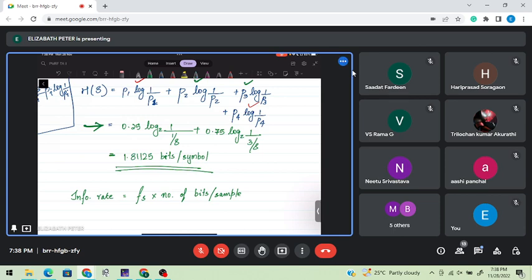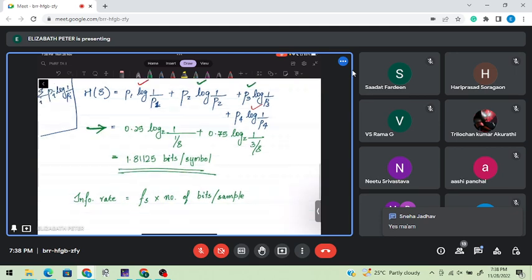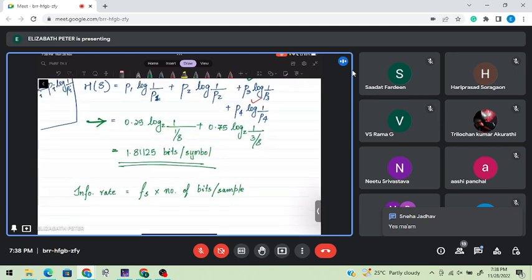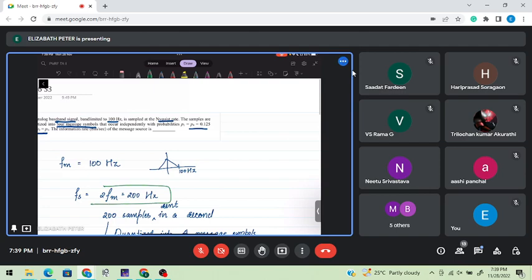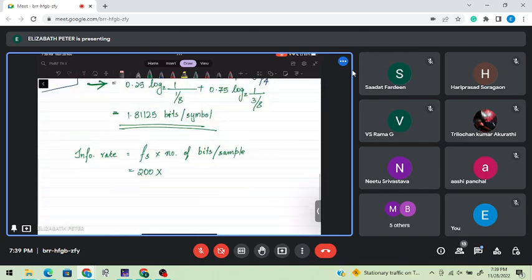Did you get what I'm saying up to this point? Okay. So Fs is 200 hertz. We know we have calculated initially. And the average number of bits required to represent a sample is what? 1.81125. So on calculating this, you will get the information rate as 362.25 bits per second.